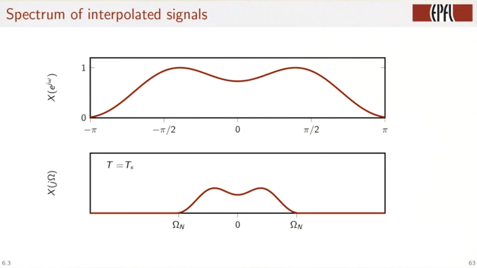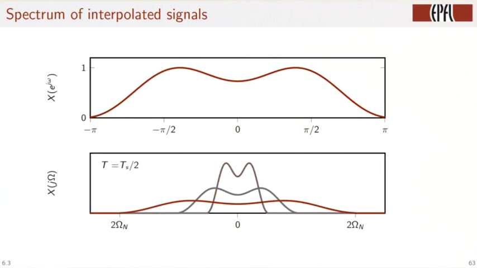What happens if we change the sampling interval? So for example, let's space the samples twice apart, then the spectrum will be sharpened and it will live between −Ωn/2 and Ωn/2. Or if we take a sampling interval which is half of the one that we had seen at the beginning, Ts/2, then it will broaden the spectrum, which now lives between −2Ωn and 2Ωn. The intuition is simple. If the samples are spread apart, the function becomes slower. If the samples are closer together, the signal becomes faster.